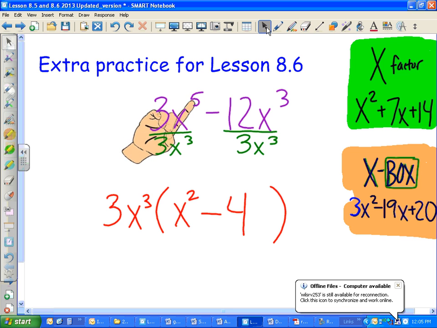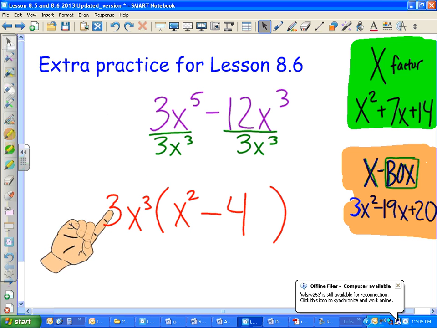And then what do you do when you have powers and you're dividing them? If you remember, you subtract them. 5 minus 3, 2. Now look over here. Negative 12 divided by 3, negative 4. 3 minus 3, nothing, 0. That's why I didn't write anything, okay? That's another way to do it. So if you're having a hard time trying to do this part in your head, like 3 times this is that, then you can do it this way up here, all right?